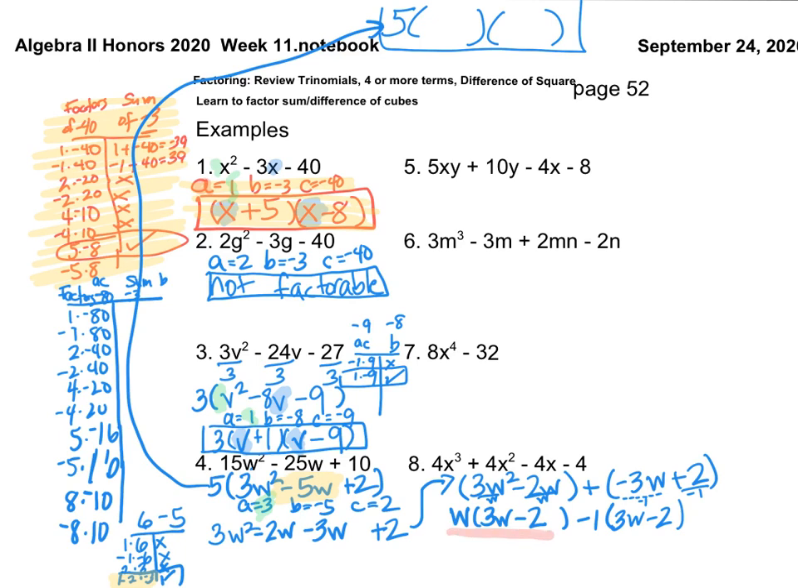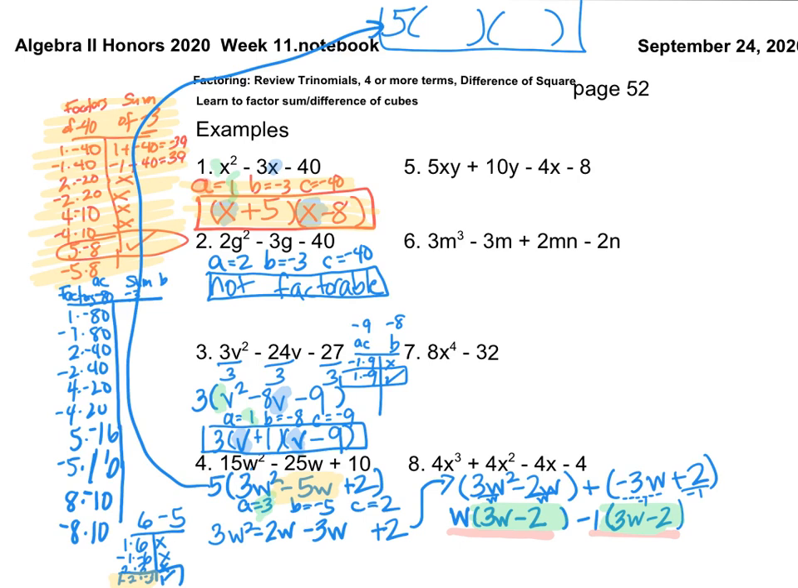This and this are the two terms of my problem. This is a binomial: two terms separated by a subtraction sign. When I look here, this part of the first term and this part of the second term are the same. And that's what you want. You want those to be the same.